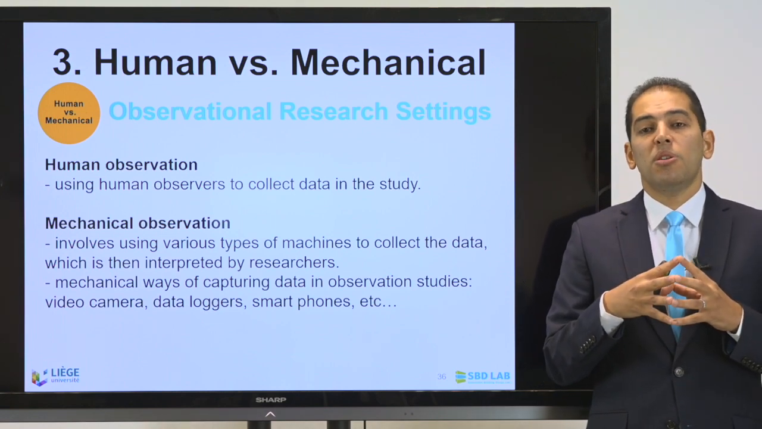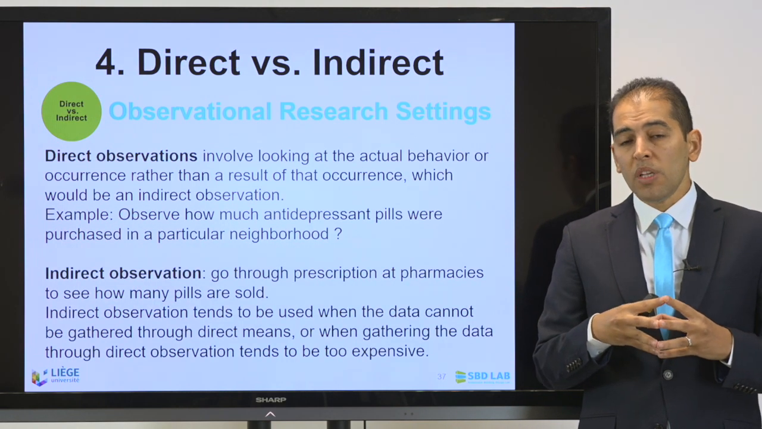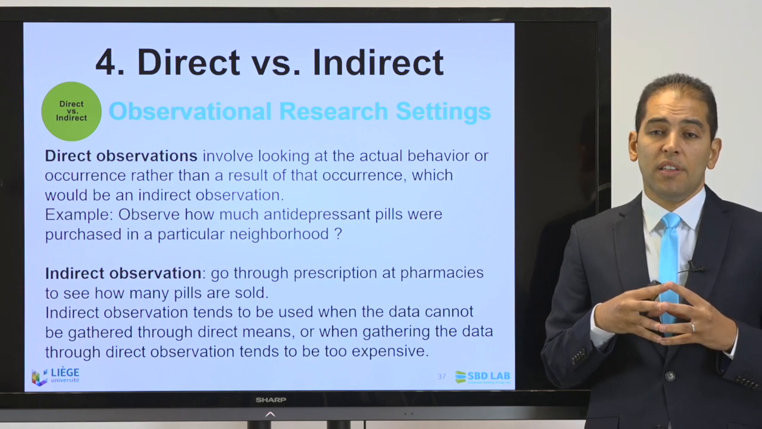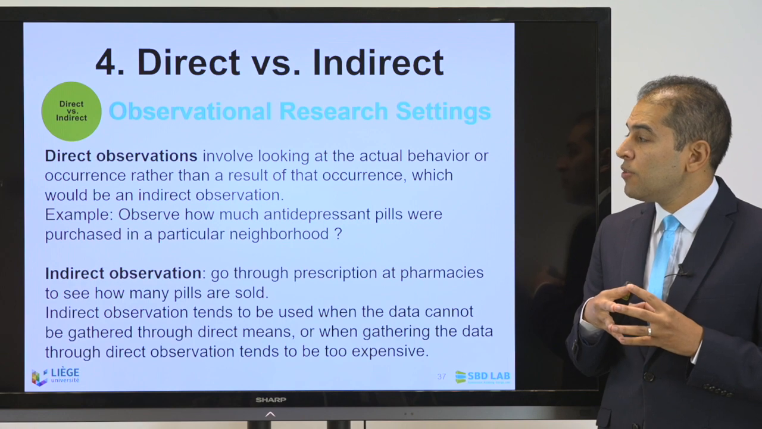Is my observation setting focused on human or mechanical observations? The fourth question that needs to be answered in regard to your research setting as part of your research design is if you are using direct or indirect observation.